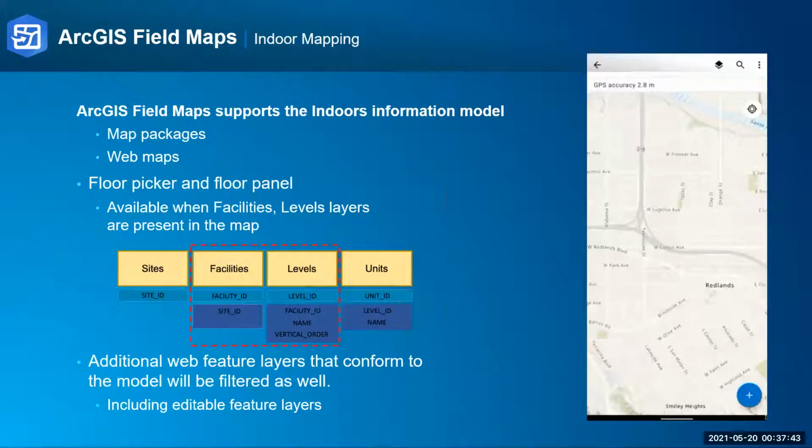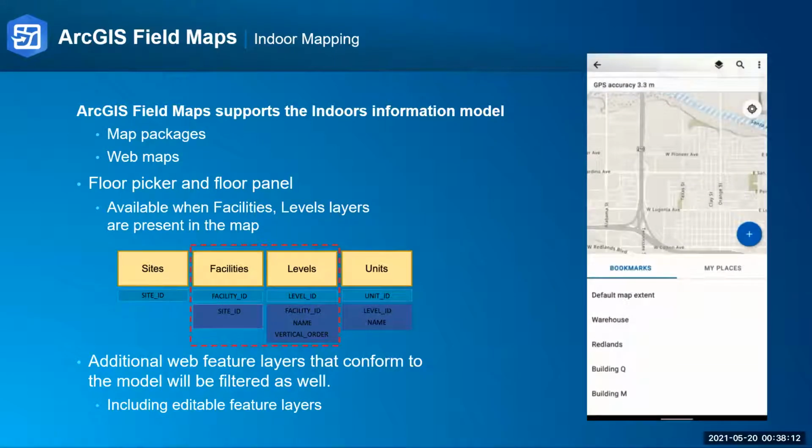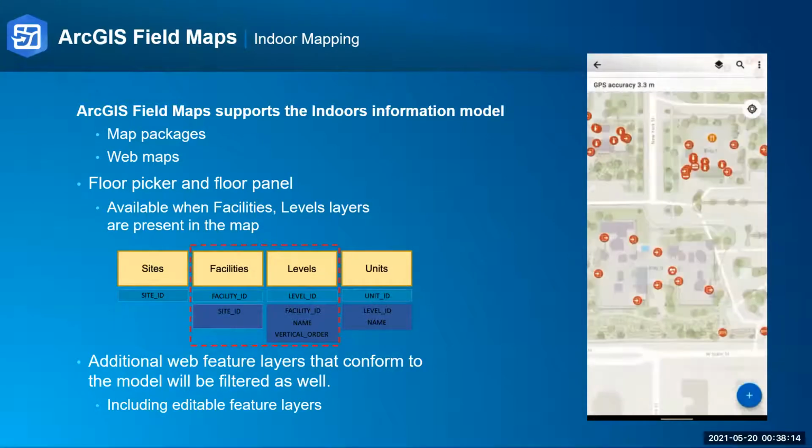If you have any data that is compliant with the ArcGIS Indoors Information Model, Field Maps does allow for viewing facilities and levels that are in compliance with that information model, and that unlocks new floor awareness capabilities. So viewing a map where features from one or more of these layers are visible, you'll get a floor picker tool that will appear on the map just below the GPS tool, and the floor picker tool will display floor information based upon the centermost facility in view.